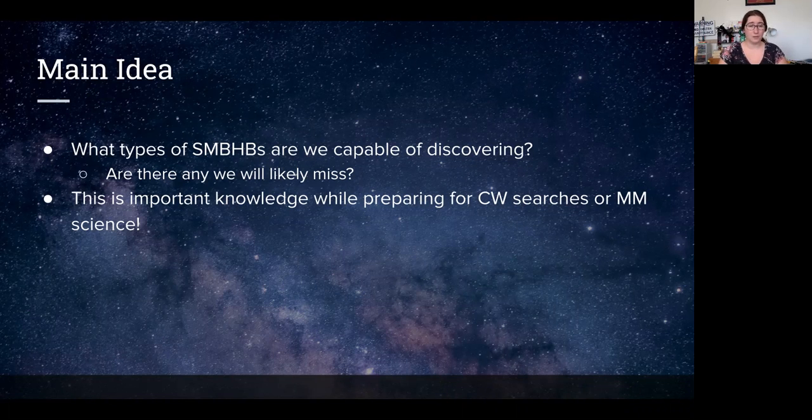And this can be really important knowledge for us to have in NANOGrav as we're preparing for continuous wave searches, as we might be gaining the sensitivity that we need to detect continuous waves over the next few years. And this is going to be really important as we attempt to do multi-messenger science and try and match the continuous wave gravitational wave emission to a potential host galaxy.